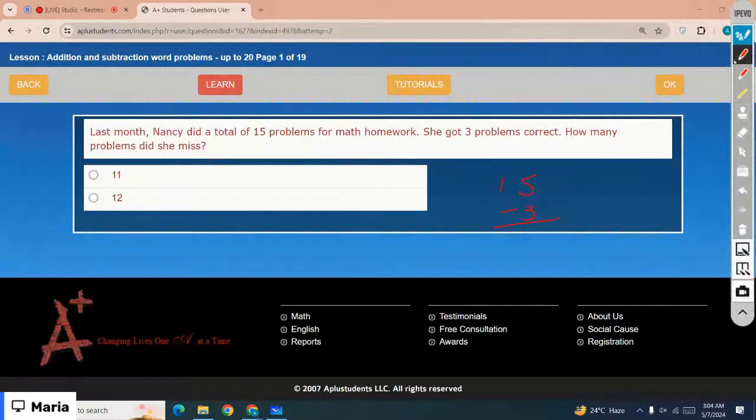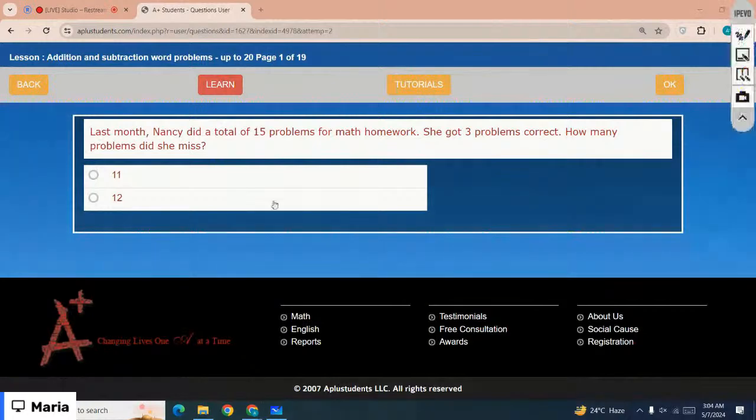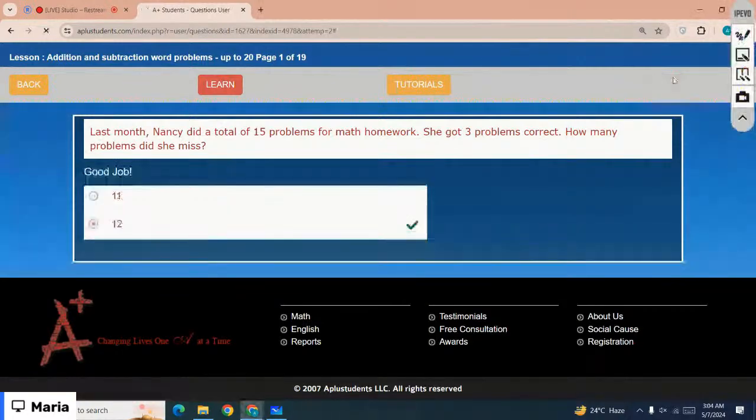15 take away 3 equals. Start with the ones digit. 5 take away 3: make 5 lines, remove 3 of them and count the rest. You have 2 and you need to keep the 1 as it is. So that means 12 is the number of problems she missed. The correct option is 12. So she missed 12 problems.